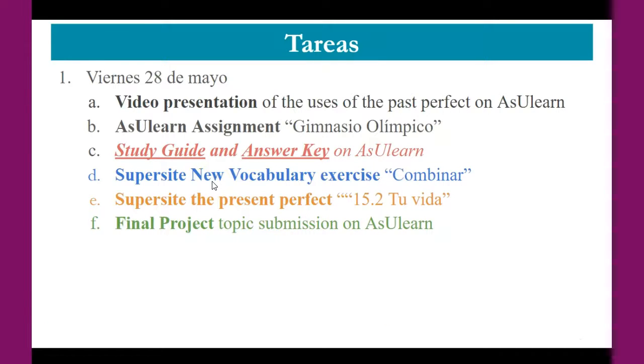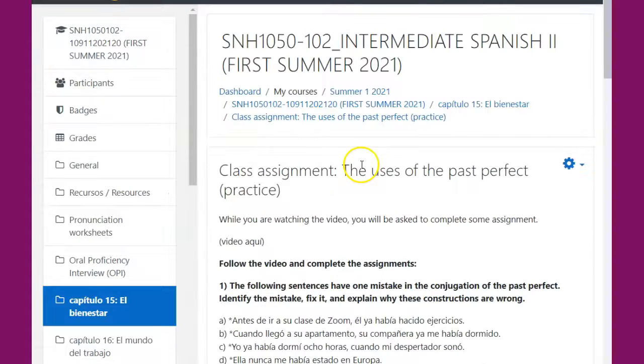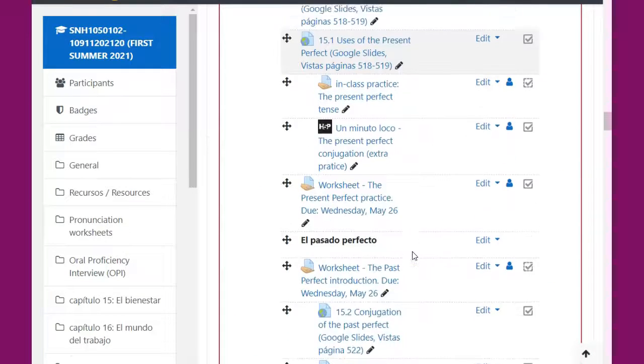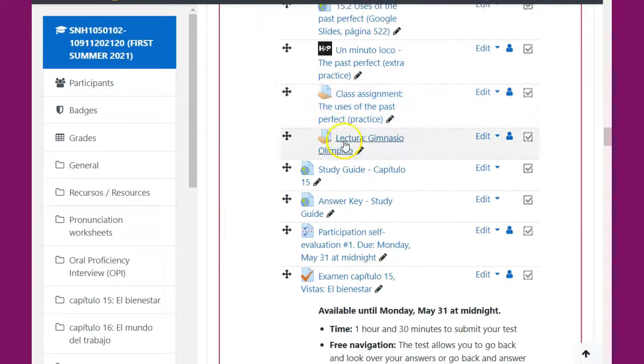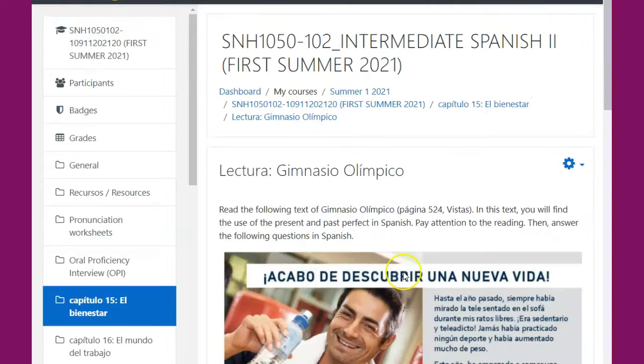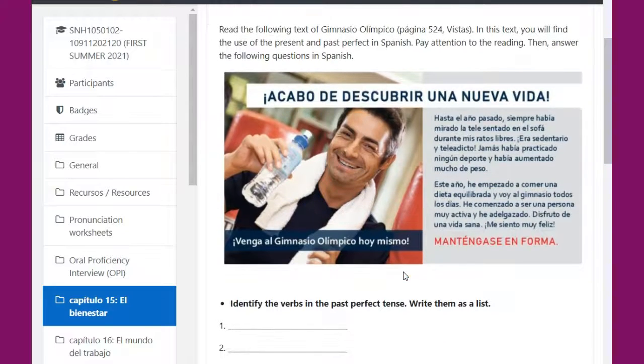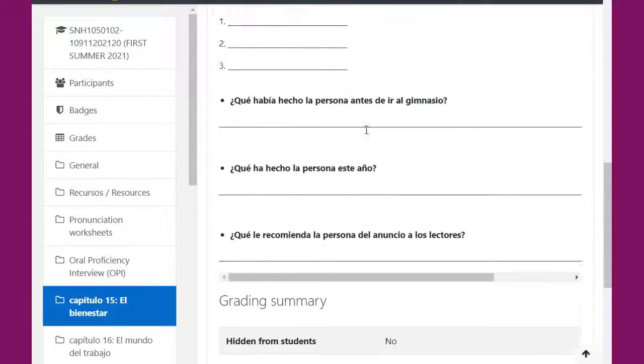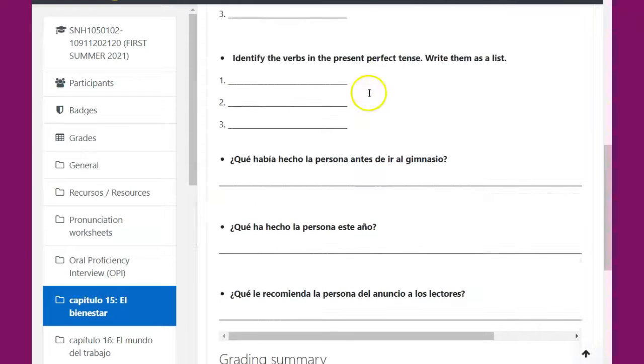So if we go to our homeworks, we have this video presentation that comes with an assignment on As You Learn that you're doing right now. Then we have an As You Learn assignment called Gimnasio Olímpico, and that assignment is to practice both the present perfect and the past perfect. That's what we have seen during this week, the new verb tenses. And so it's here, Gimnasio Olímpico, and it's just these questions here.